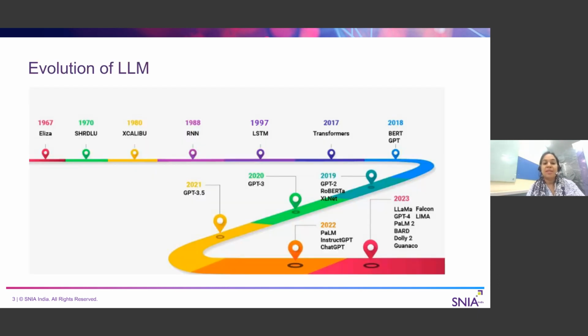So let's see the evolution of large language models first, before deep diving into what exactly a large language model is. It all started in 1967 with ELIZA. It was the first ever chatbot, a simple rule-based chatbot. It doesn't understand the context of the sentence that the user has input. Whatever input the user gave, it gives back in the form of a question. So that's all it used to be.